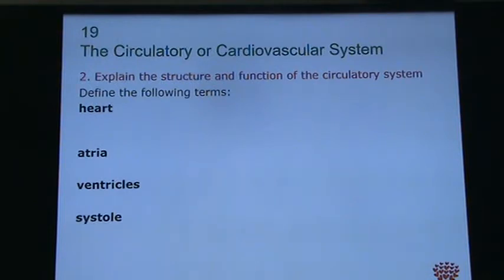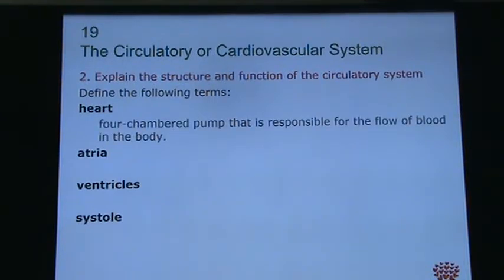This is chapter 19, the circulatory system, or you can call it the cardiovascular system. It has everything to do with the heart and the functions of the heart, and how the heart pumps blood and distributes blood, circulating blood throughout the body. So the heart, some definitions here.